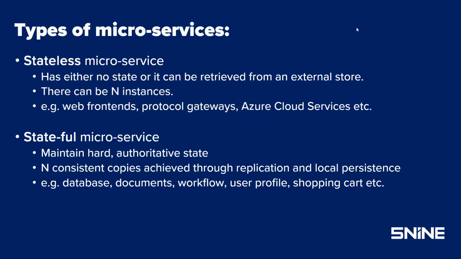So what are the different types of microservices? We have stateless microservices, which either have no state or the state can be retrieved from an external store. There can be N instances. So for example, web front ends, protocol gateways, Azure Cloud Services, these are all stateless microservices. So what is a stateful microservice? Well, a stateful microservice maintains hard, authoritative state. It has consistent copies through replication and local persistence, and essentially a stateful service would be like a database or documents or a workflow, user profile, shopping cart, etc.